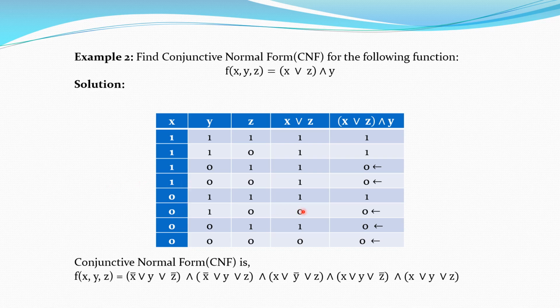Now for this answer is 0. Now here y has value 1, so we take complement of y. So it is x join y bar join z. And similarly for the last two zeros we get these two max terms. So meet of max terms is the required conjunctive normal form.